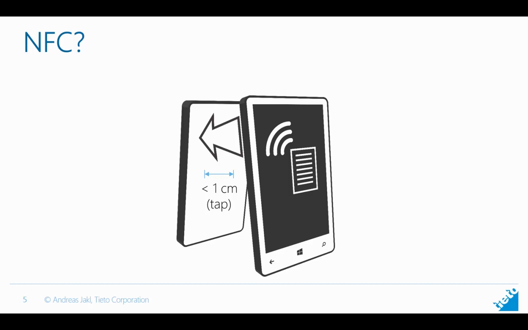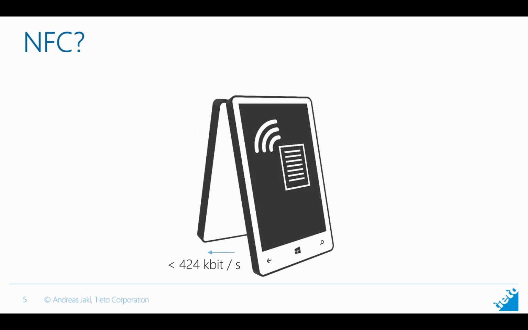About this tapping, what does it mean? NFC is really a short-range wireless technology. In practice, it actually works up to around 1 centimeter in the antennas in mobile phones. But to make it easier, you just say you tap something with your phone and then it will work. The connection speed is very slow. We are talking about speeds of around 400 kilobits per second. Note that this is kilobits and not kilobytes. So it's really, really slow.